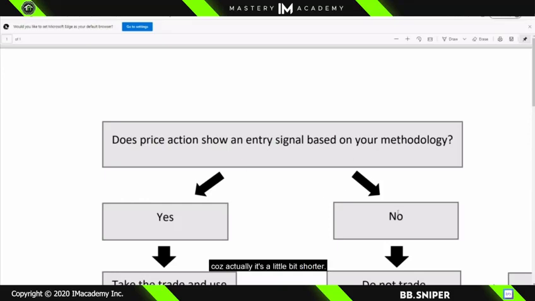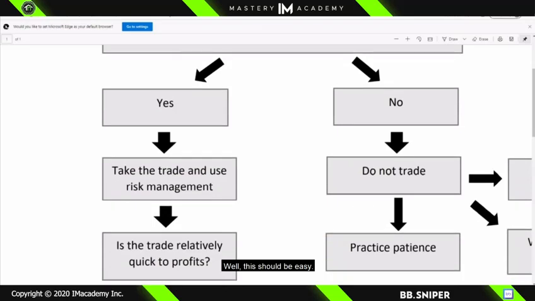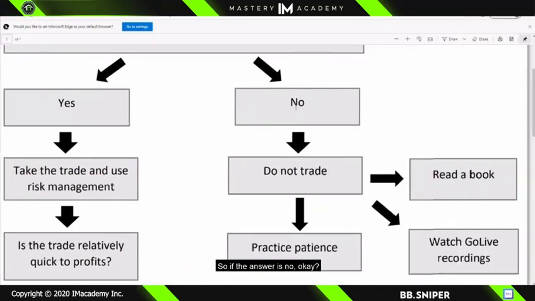Let's go through the no first, because it's actually a little bit shorter. So does price action show an entry based on your methodology? No, John, it doesn't. Well, this should be easy. If the answer is no, the response is do not trade, right? I know that seems kind of obvious, but you would not believe how many traders, including myself, growing up as a trader, will try to force the market. If you have this guideline, it might seem very elementary, but you wouldn't believe how many people still make very simple mistakes. So simply don't trade.